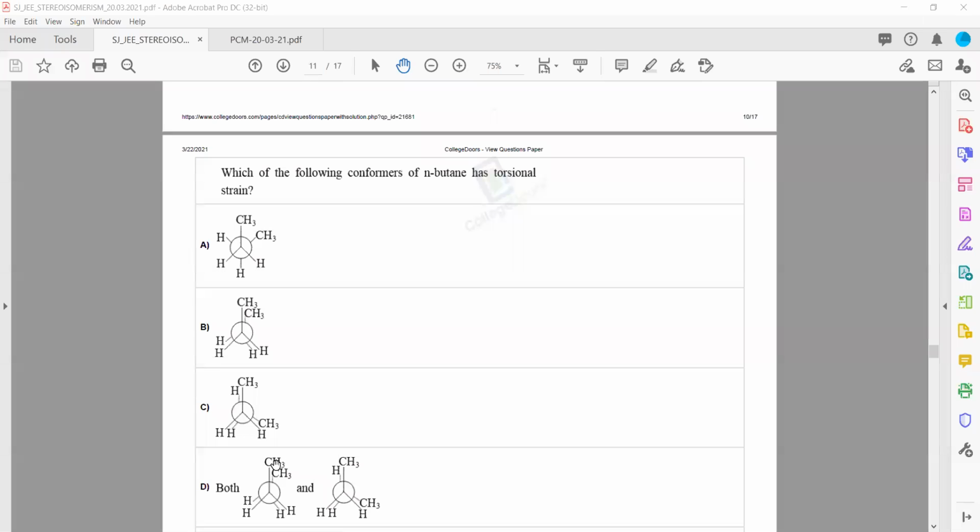So their electron density will also repel, na? Because in the eclipsed conformation they are coming very close to each other. So there will be electronic repulsion and also steric repulsion. Steric repulsion is a van der Waals strain. Electronic repulsion is a torsional strain. Understood? Yes, sir. So the answer will be D.